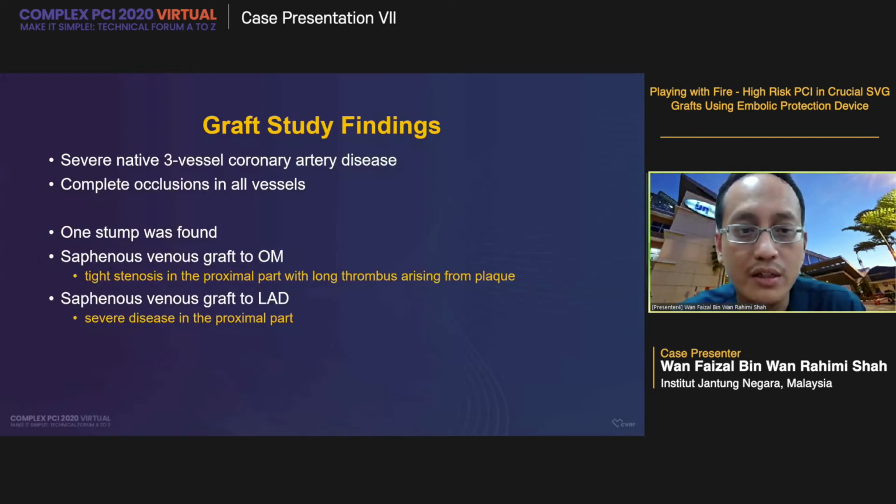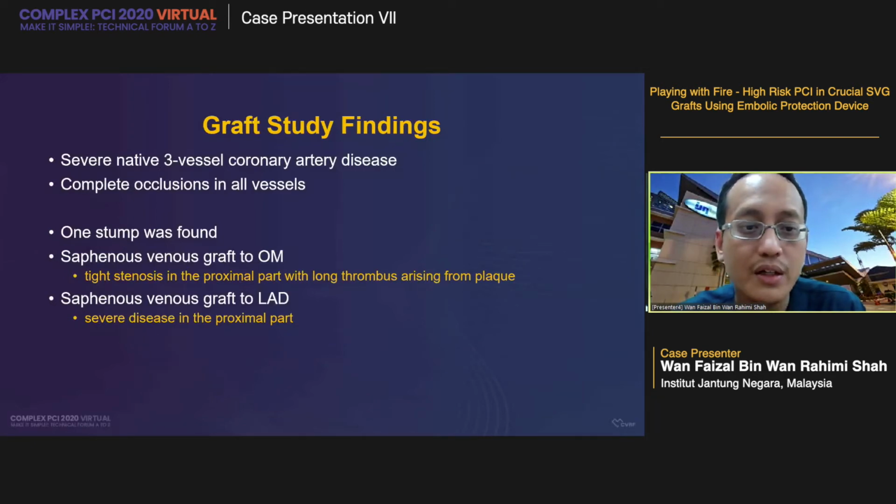And when we did the graft angiogram, we only found one stump, but there are two other very diseased grafts. One is the saphenous venous graft to the OM, which shows a tight stenosis in the proximal part with a long thrombus arising from the plaque. So I want to emphasize, it's a very nasty plaque with a time bomb sitting there in the graft.